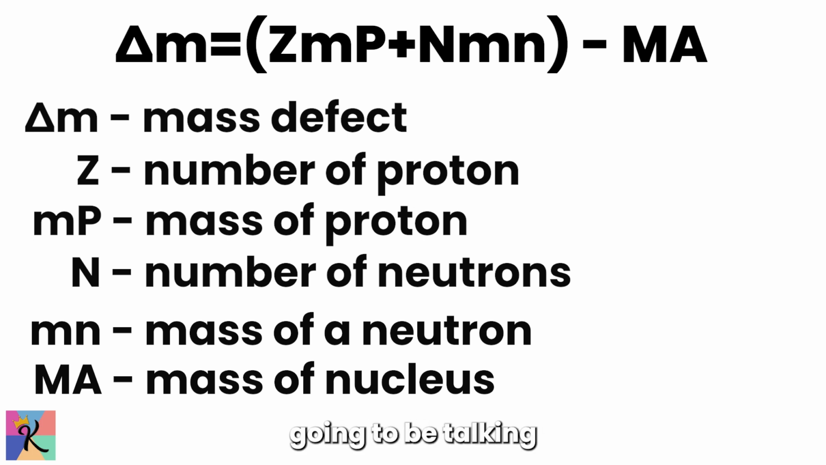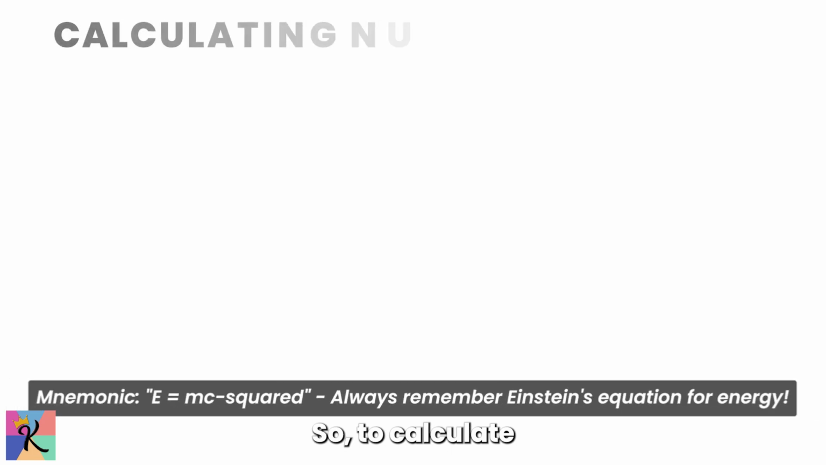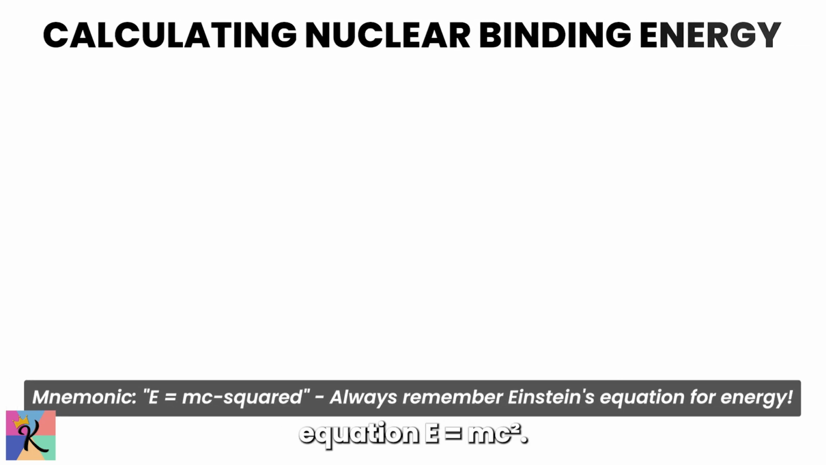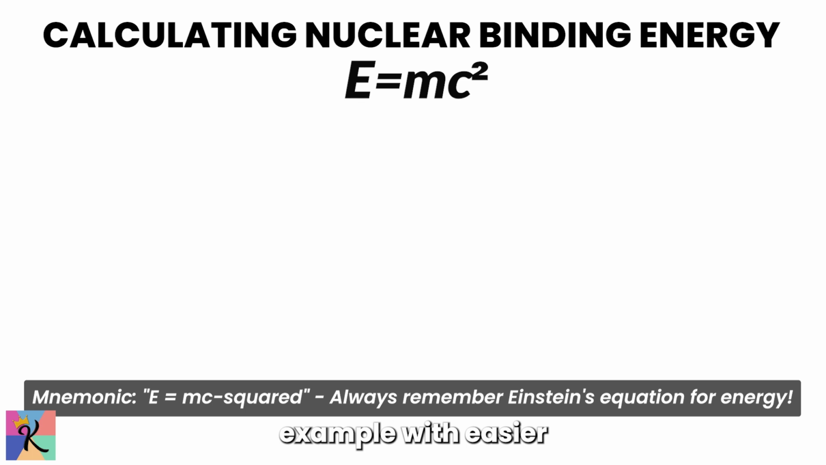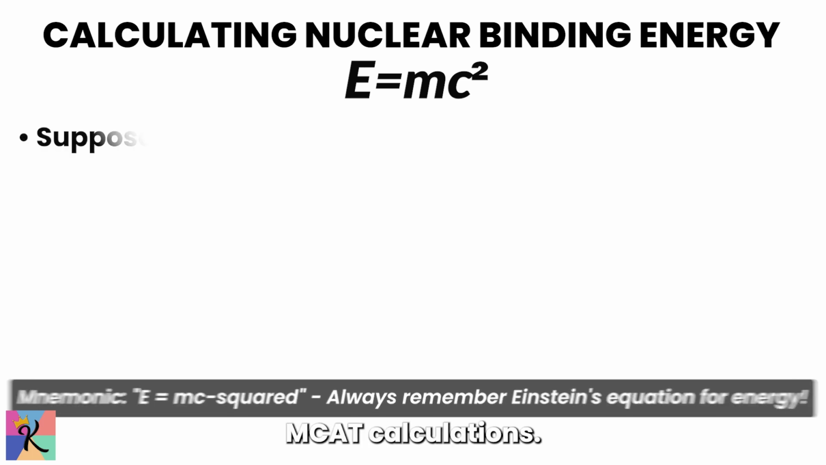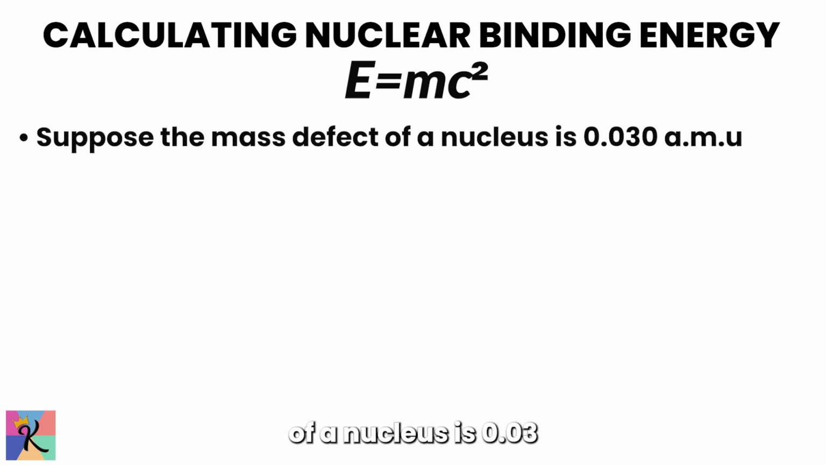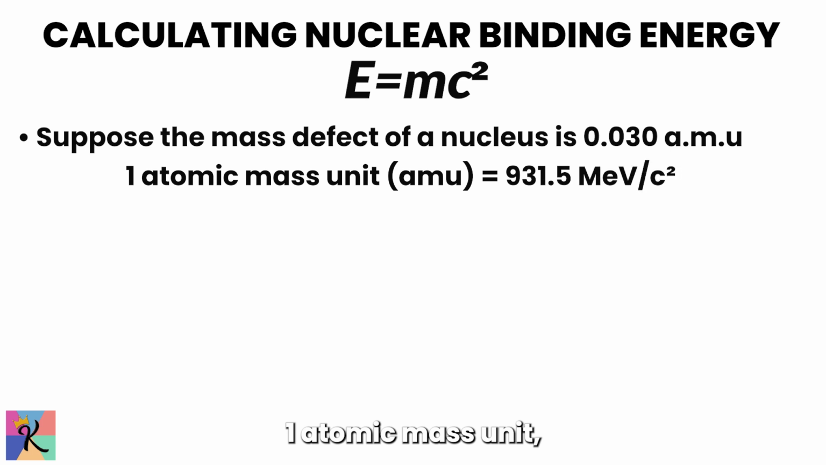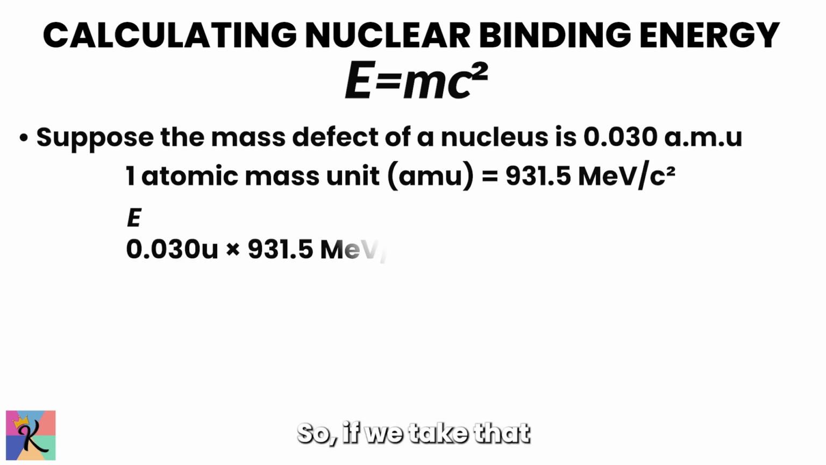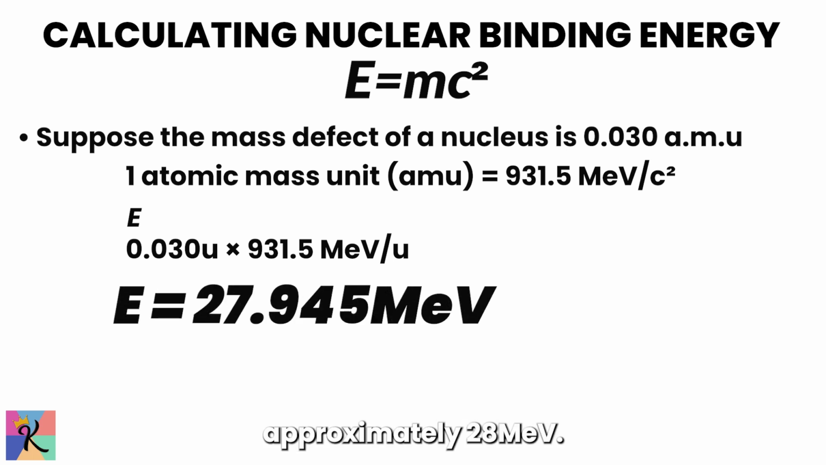The most important equation that we're going to be talking about today is Einstein's equation. So to calculate the nuclear binding energy, we use the equation E equals mc squared. Let's go through an example with easier numbers typical for MCAT calculations. Suppose the mass defect of a nucleus is 0.03 atomic mass units. Converting this mass defect into energy, 1 atomic mass unit, or AMU, is equal to about 931.5 MeV. So if we multiply that by 0.03, we get roughly 30 MeV. So rounding down to significant figures, the nuclear binding energy is approximately 28.